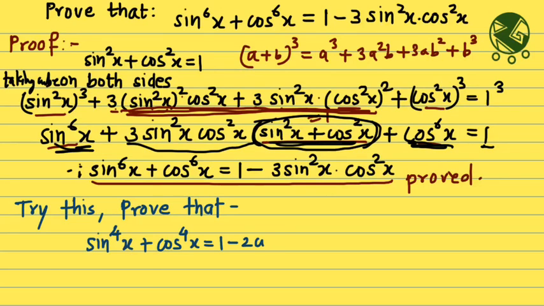Now try this problem. So this is, let's say, an assignment for you. Try to prove this. Sin to the power 4x plus cos to the power 4x is equal to 1 minus 2 cos square x plus 2 cos to the power 4x. I would like you to pause this video for some time and try this.